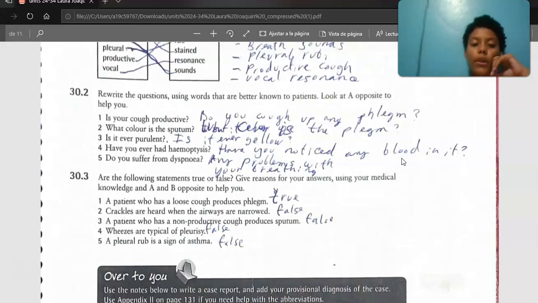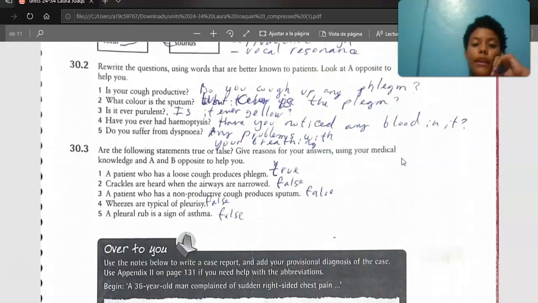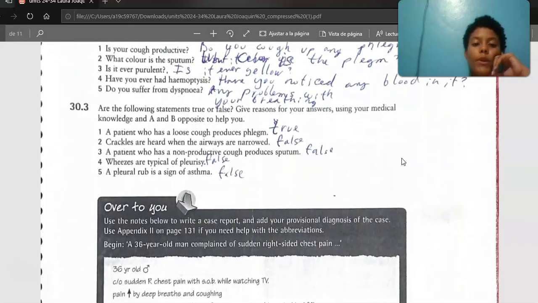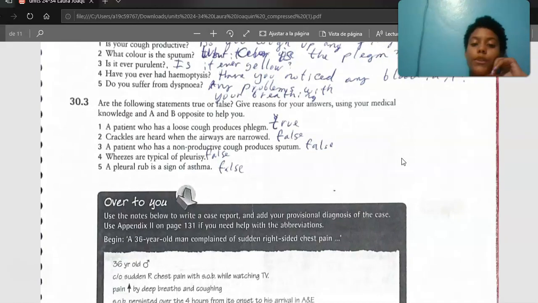Look at the opposite to help. Is your cough productive? Do you cough up any phlegm? What color is the sputum? What color is the phlegm? Is it ever purulent? Is it ever yellow? Have you ever had hemoptysis? Have you noticed any blood in it? Do you suffer from dyspnea? Any problems with your breathing?